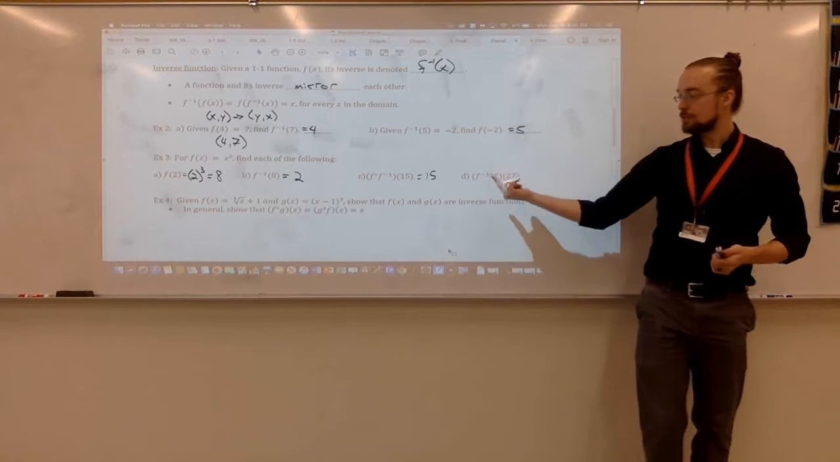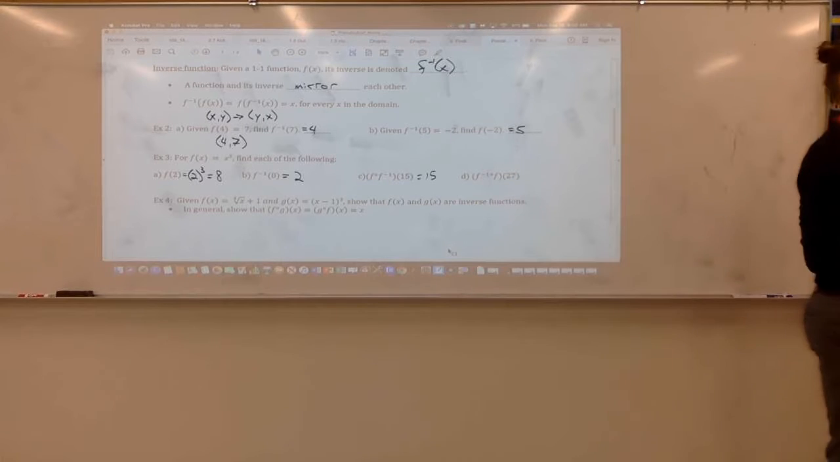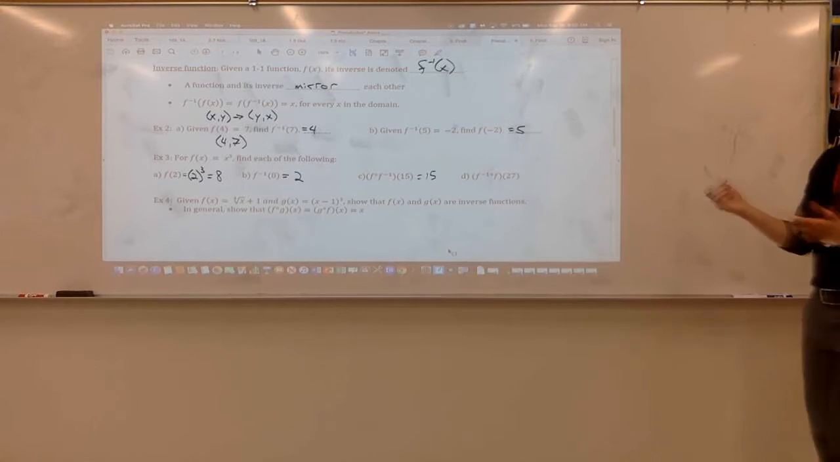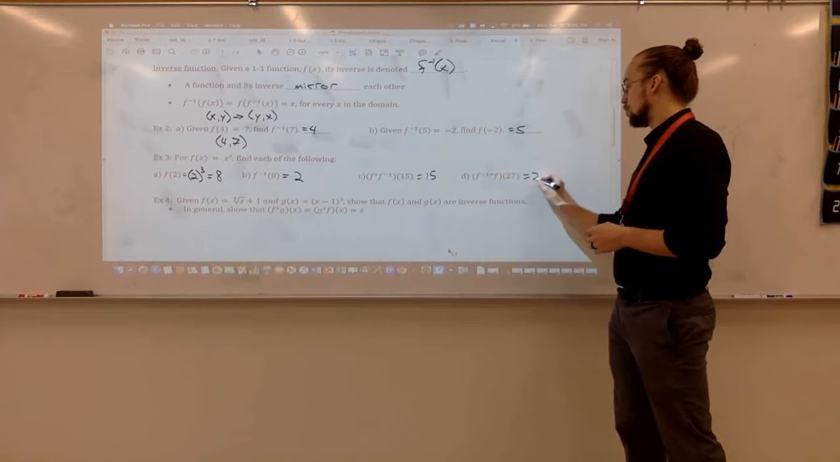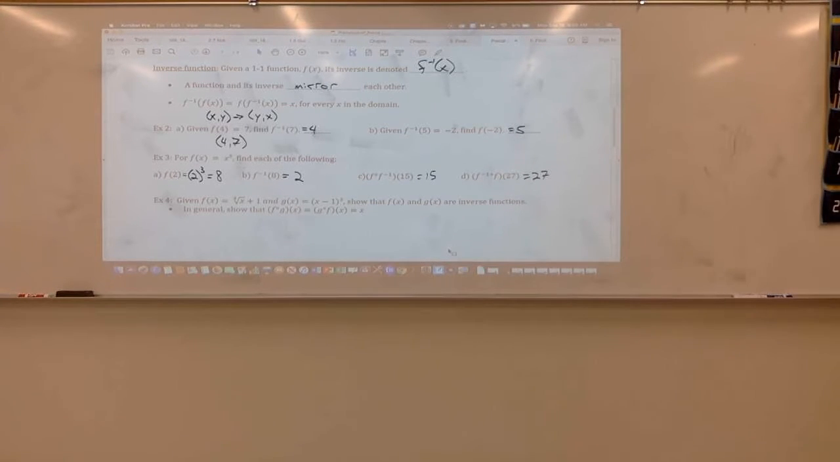How about if I do it in reverse? If I take f inverse of f of 27, is it the same thing? It's the same thing. Inverses just undo each other. They give you a set of exact opposite operations.